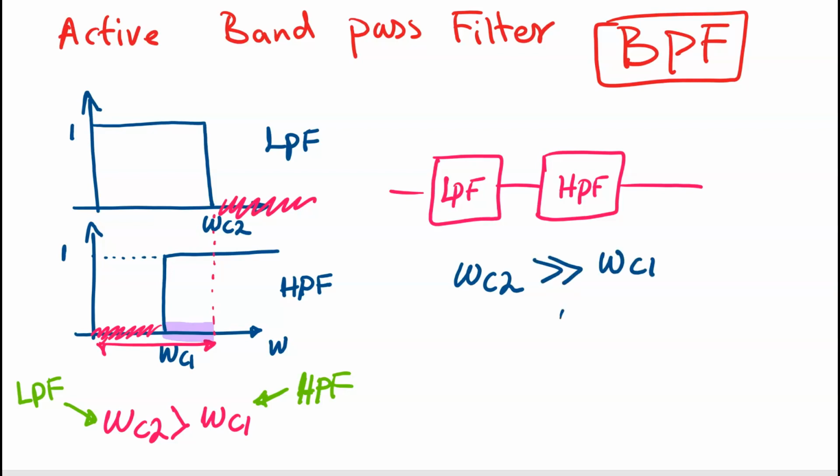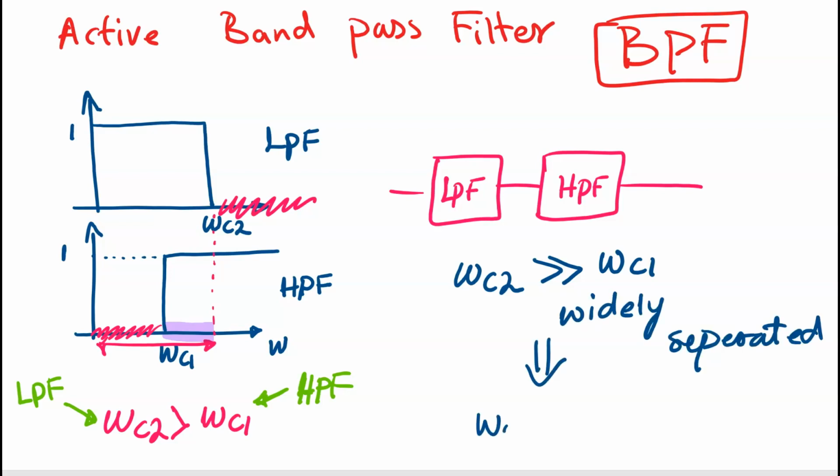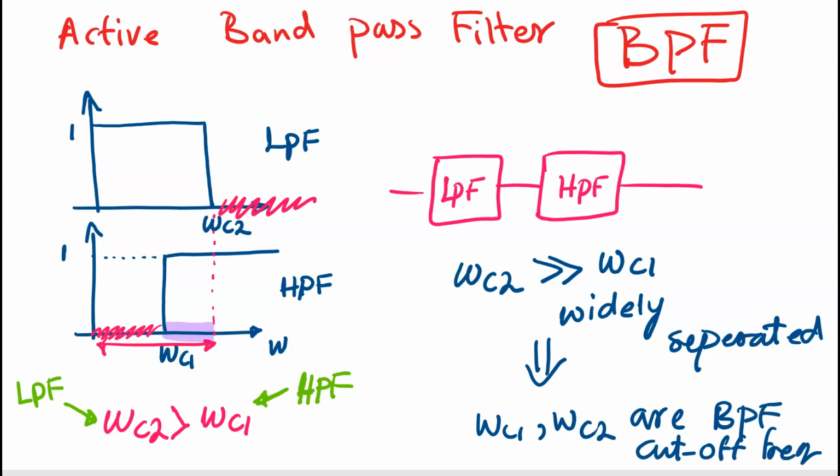So if they are widely separated, then you can assume that omega C1 and omega C2 are your bandpass filter cutoff frequencies. But if they are not widely separated, so if they are close, by cascading them, you're still going to have a bandpass filter, but the cutoff frequencies are not going to be the same.